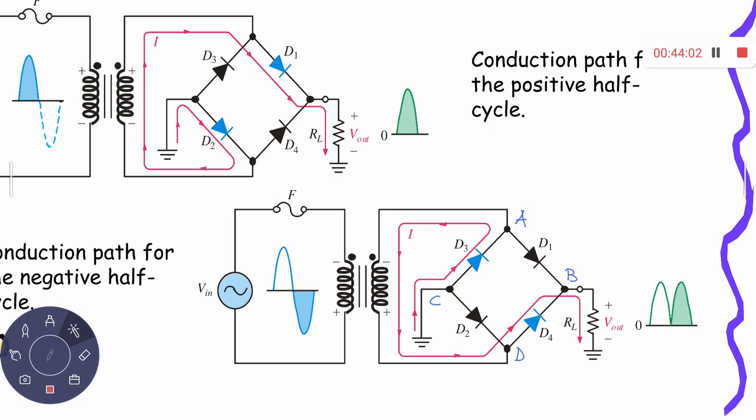Notice that the direction of the current flow is once again the same, from point B to point C, or point B to ground, not from ground to point B. So it is unidirectional current flow, and the output voltage is once again unidirectional. The polarity is always greater than 0, not less than 0, although the input polarity is negative. So you can have this mod of Vm sin omega t from 0 to 2 pi.